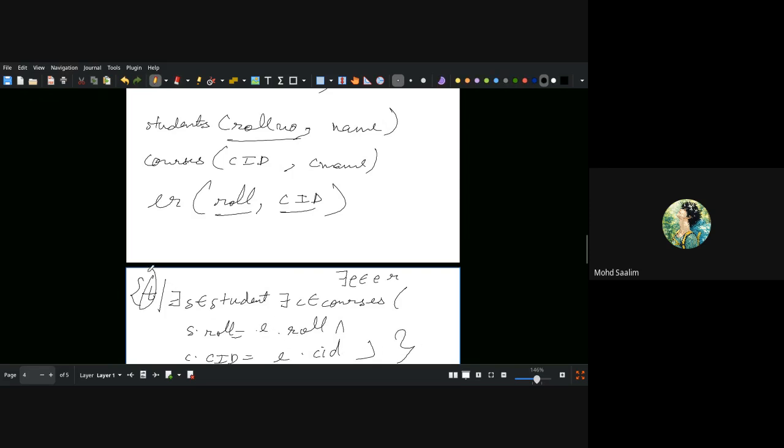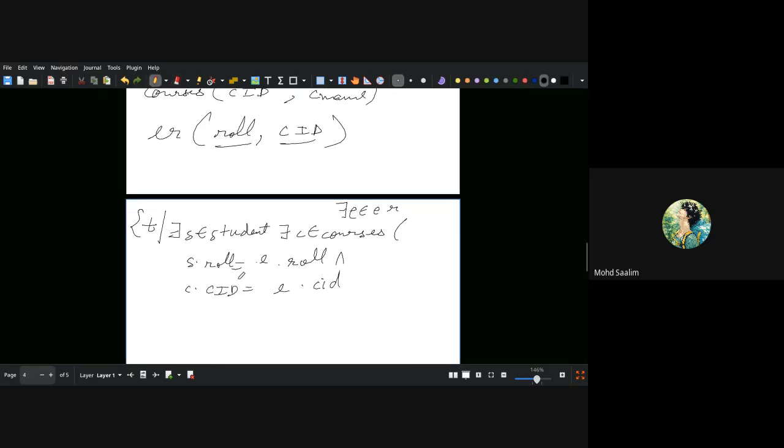We are trying to create a tuple, and then if we want to return a specific set, a specific type of things. For example, I want to return a student name. So I will say T dot name is equal to S dot name. As simple as that. And in this tuple, there will be a collection of student names only.